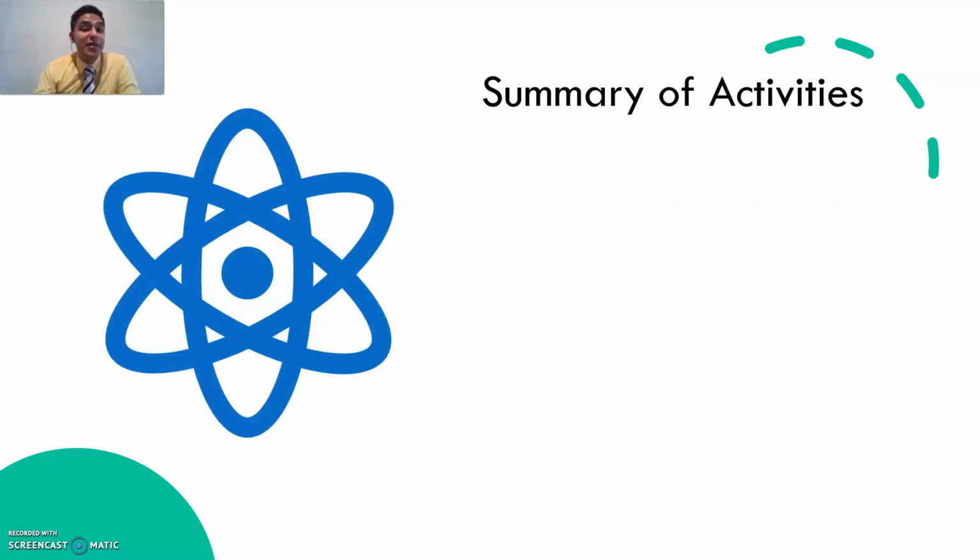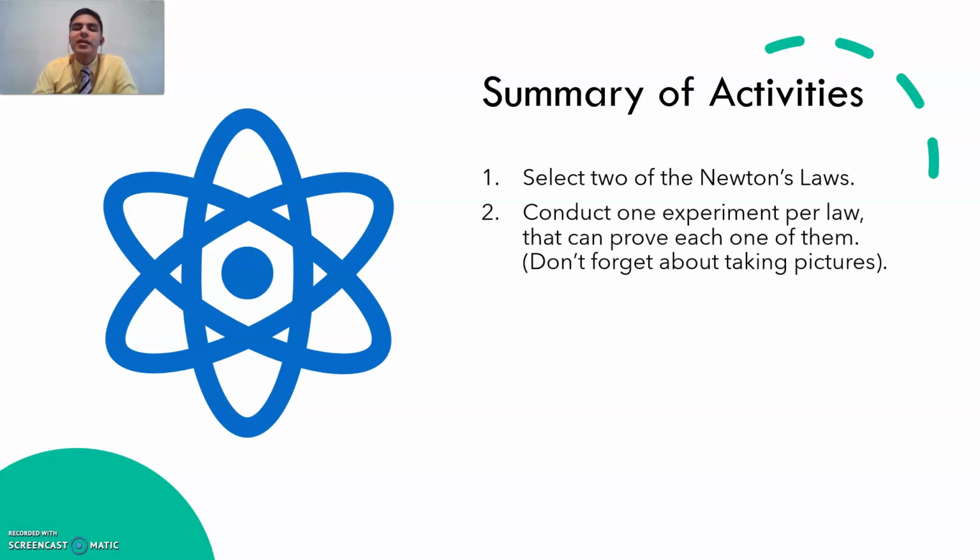And this is the summary of activities that you need to complete today. So first, you need to select 2 of the Newton's laws. You can choose the ones that you like better. It can be the first and the third one, the second and the third one, or the ones you like the most. It's up to you. Then conduct 1 experiment per law that can prove each one of them.